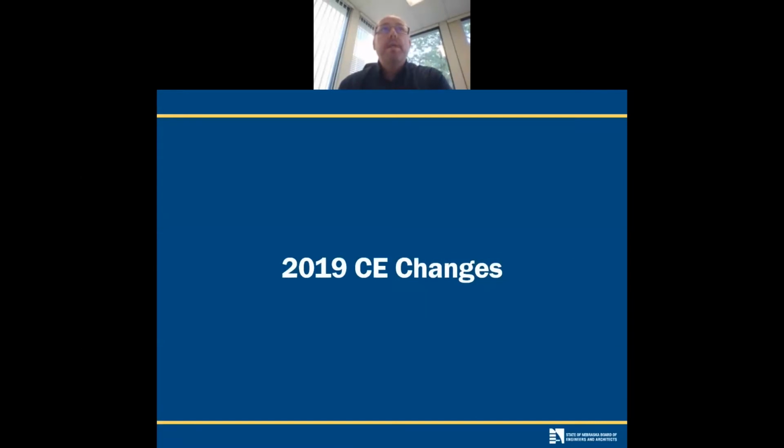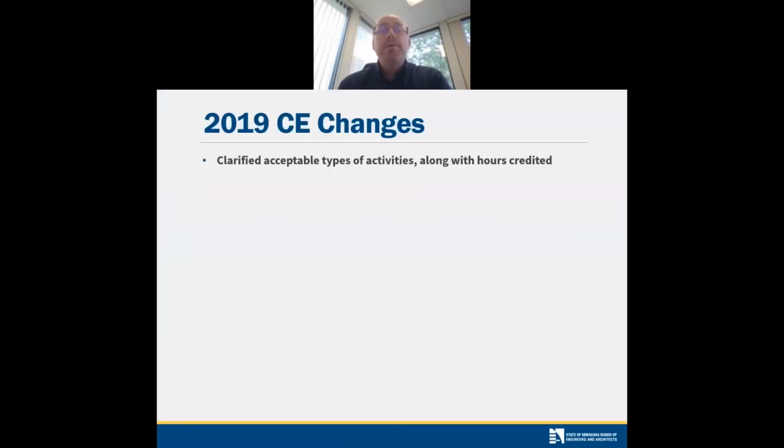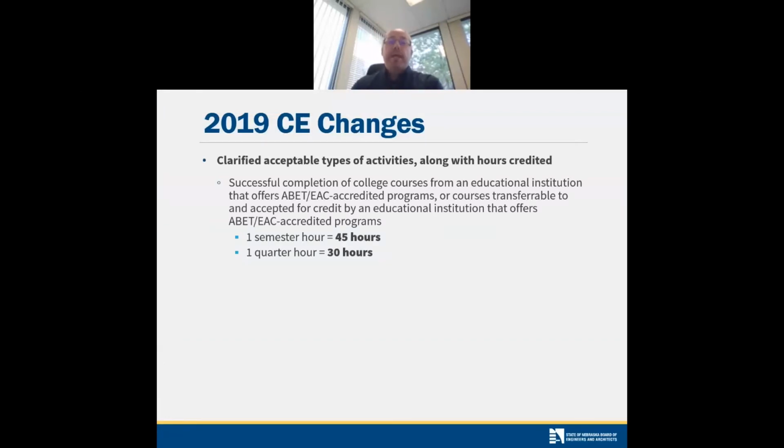All right, let's talk about the 2019 CE changes. Most of these changes are just looking at things like the NCEES model law or NCARB model law and model rules, and just making sure that the types of activities that are described corroborate with those model laws or rules. If you're, for example, taking a college course from an institution that offers ABET EAC accredited programs, or NCARB or NAAB accredited programs, those are also allowed.